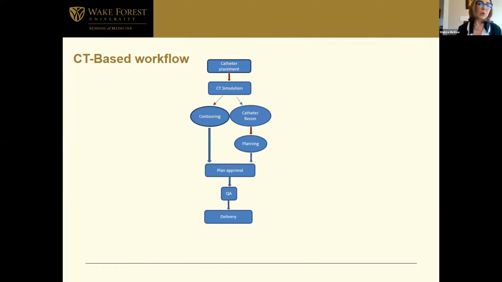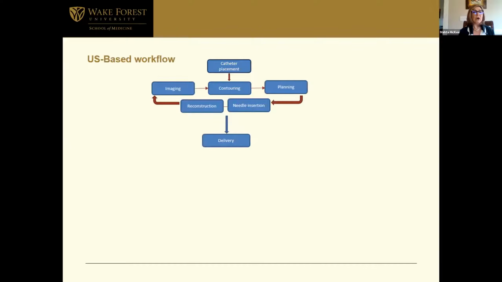The CT-based workflow can go anywhere between 4 to 6 hours to deliver the first fraction. And I say 4 to 6, that includes the experience that you have as a physics and physician team, as well as whether you have a brachy suite within your department, a CT simulation in your department, and so on and so forth. Now, based on ultrasound workflow, what you see is basically an interchangeable process that you're looking at. You've got the catheter placement.